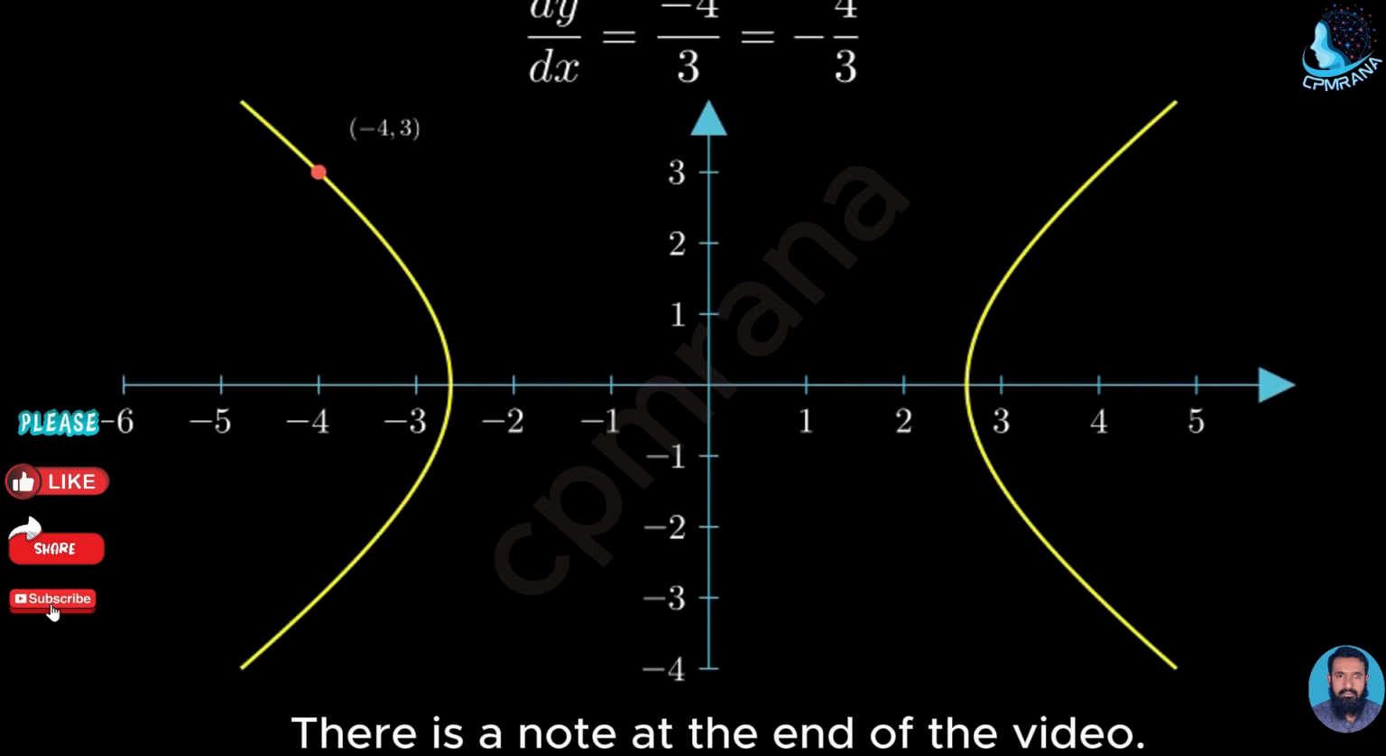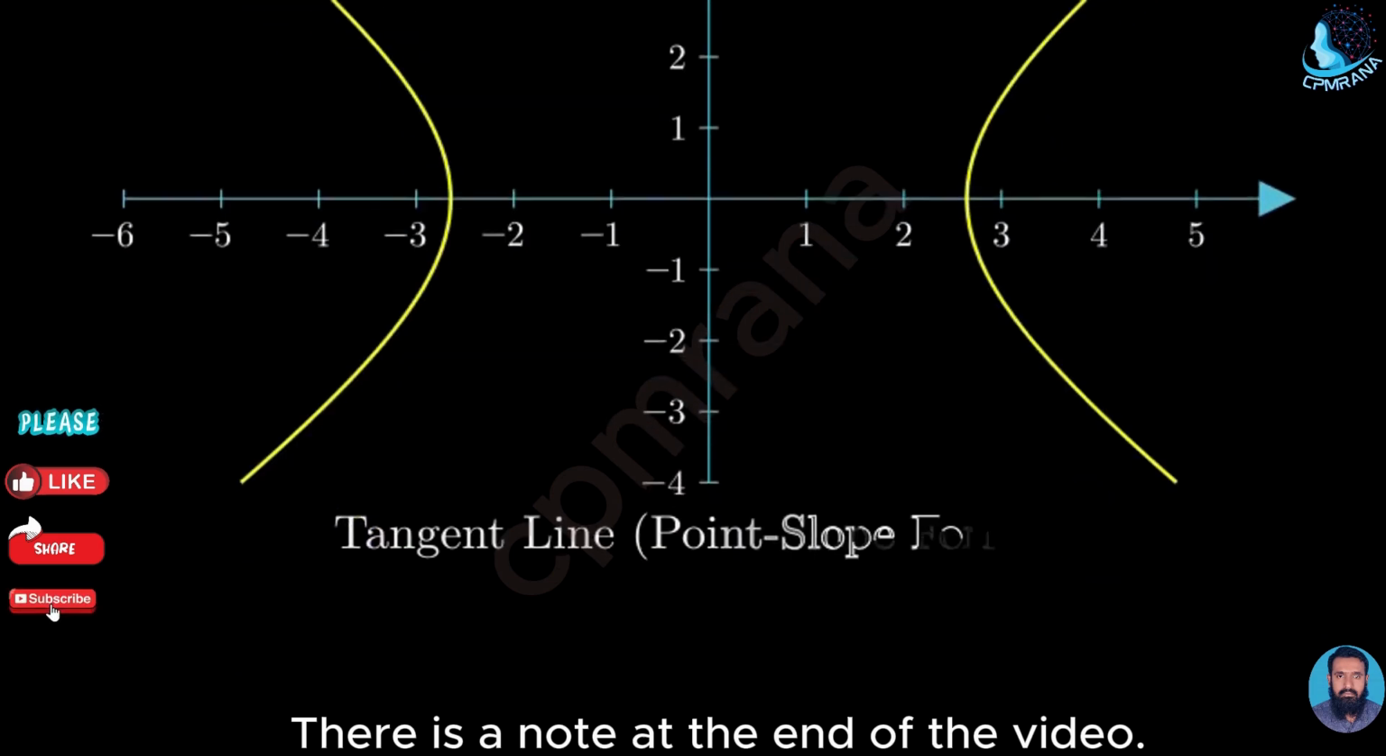Now, let's find the equation of the tangent line. Using point-slope form with our slope of -4/3 and point (-4, 3), we get y minus 3 equals -4/3 times (x plus 4). Simplifying to slope-intercept form, we get y equals -4/3 x minus 2/3.